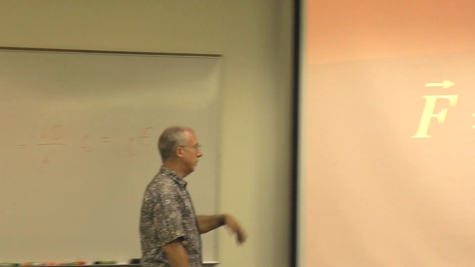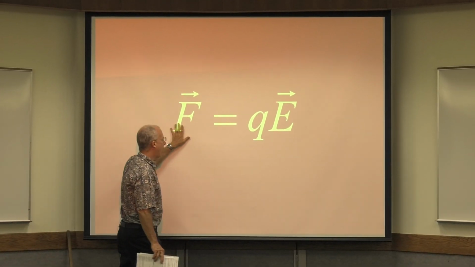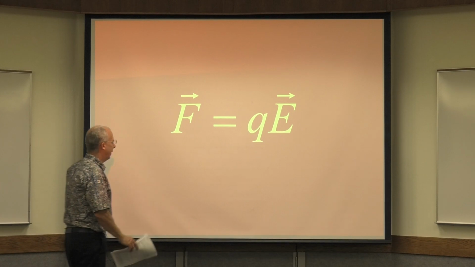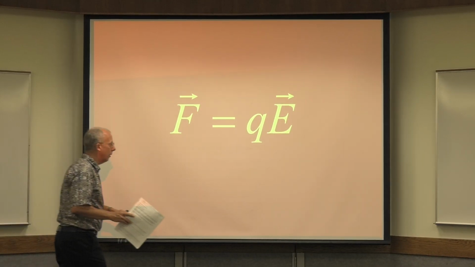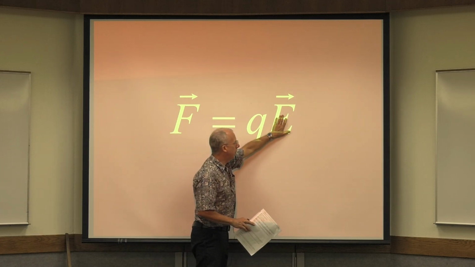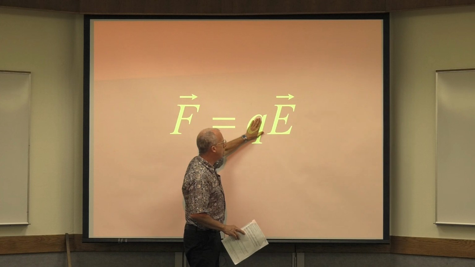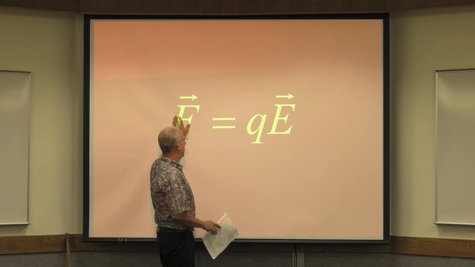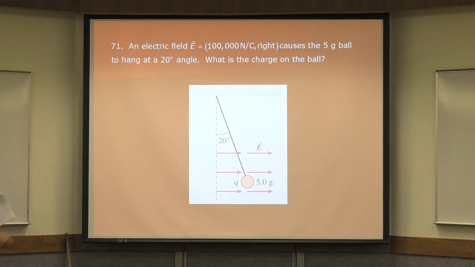This is a big deal, all right? And here's the vector version. So this equation we're going to use a lot, a lot. And so you want to know it, but you have to understand what it means. What it means is you have an external E field. You put a Q somewhere nearby, and this Q is going to feel a force given by this equation.